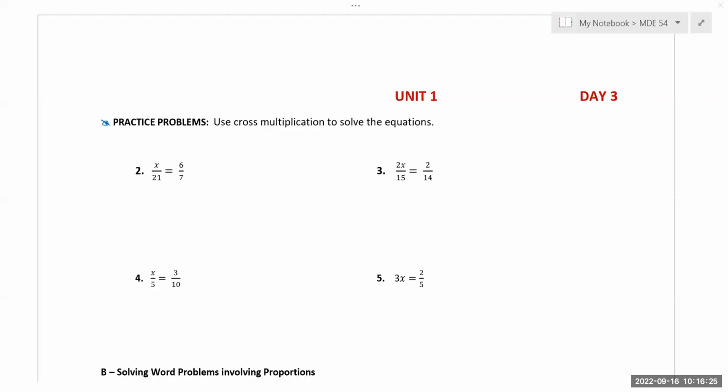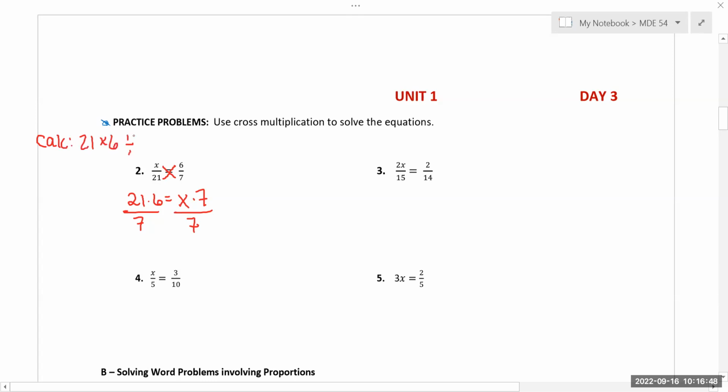Okay, now that you've had a little bit of time to work with it, let's go ahead and do our cross multiplication. So here it would be x times 7 equals 21 times 6. It doesn't matter what order you write these in. Then divide by the number that's with x. And again, you can type this right in. 21 times 6 divided by 7 and get 18 for your answer.